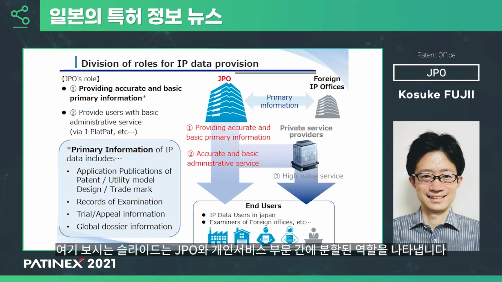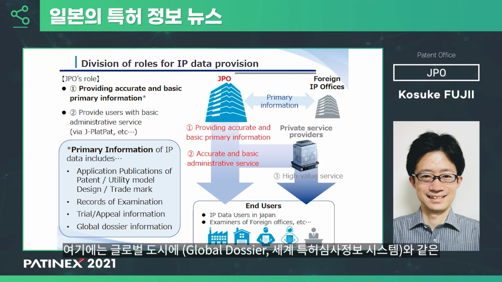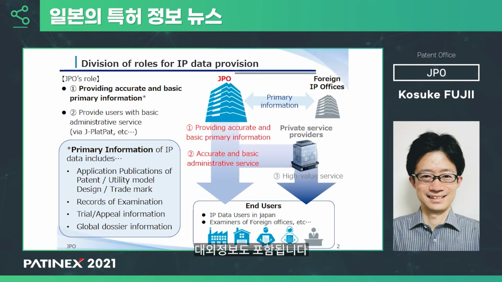This slide shows divided roles between the JPO and private service. The main role of the JPO is to provide accurate and basic primary information. Primary information includes that of publications, records of examination, trial and appeal. Primary information covers patent, utility model, design, and trademark. Foreign information is also included, such as global dossier.